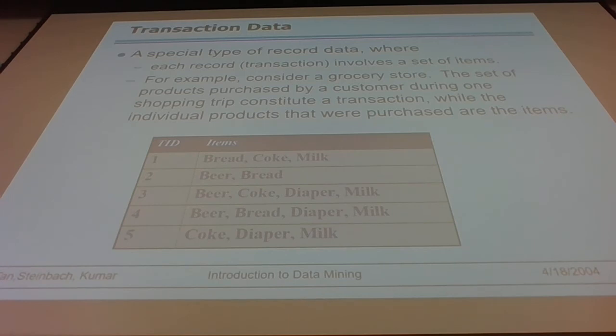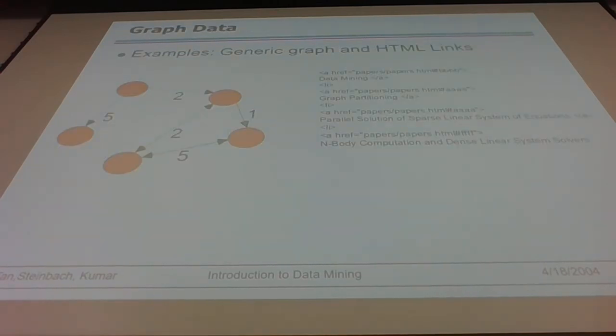Then you have the transaction type of data. Transaction data may not have an equal number of columns. It might have different entries. So it's a collection of sets. And then you have graph data, just a graph with some nodes and edges.